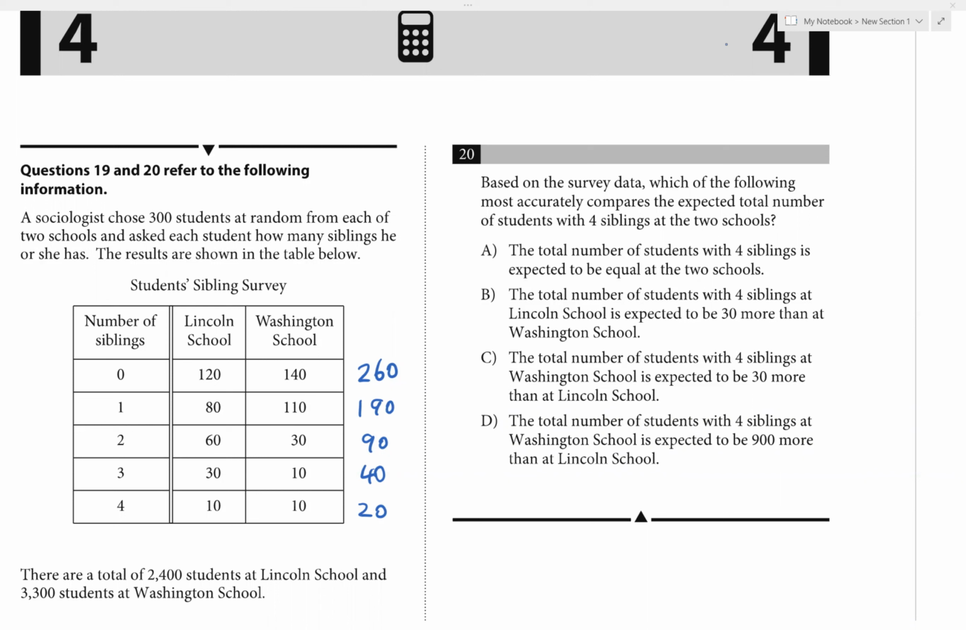And B says at Lincoln School we had 30 more. And C says Washington School is expected to be 30 more. And D says the 4 siblings at Washington School is expected to be 900 more than Lincoln School. So this question is a little bit tricky.